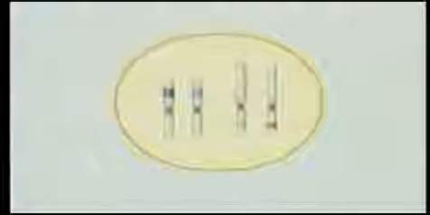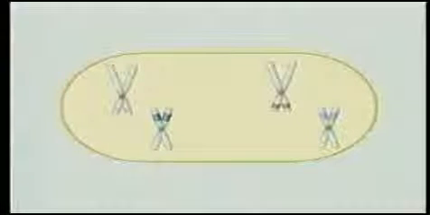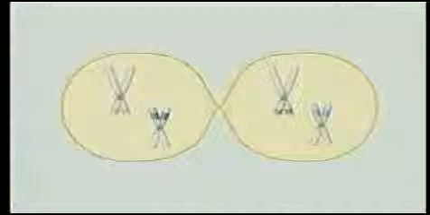Now consider what happens in meiosis. The chromosomes replicate. In metaphase 1 of meiosis, homologous pairs of chromosomes move to the middle of the cell. In anaphase 1, the homologous chromosomes are separated and pulled to opposite ends of the cell. Two haploid daughter cells are formed.